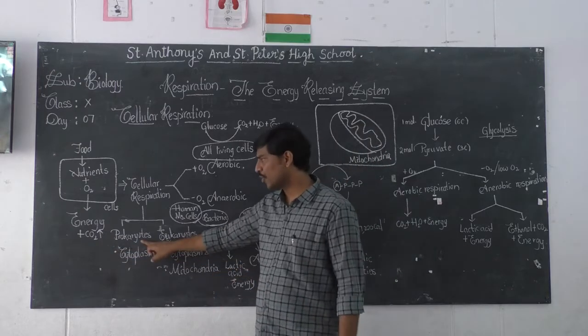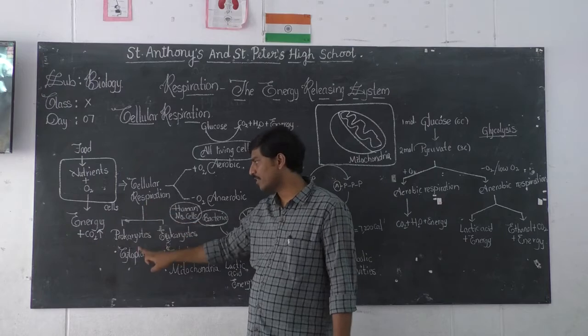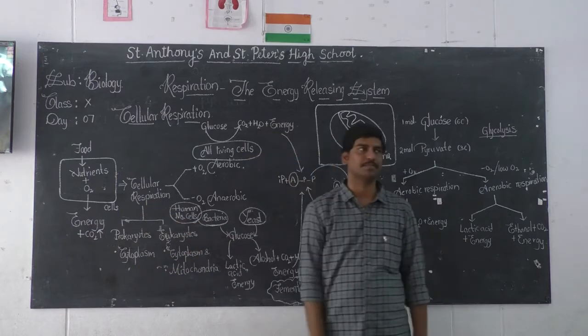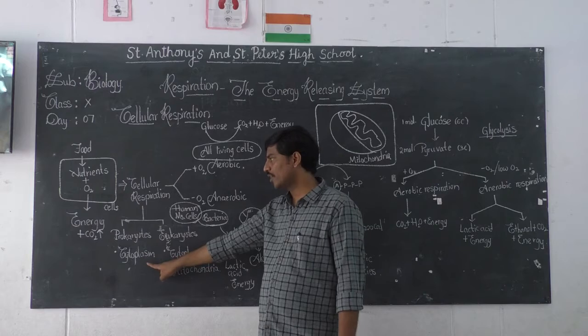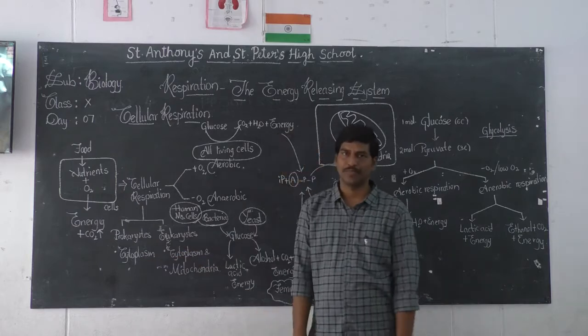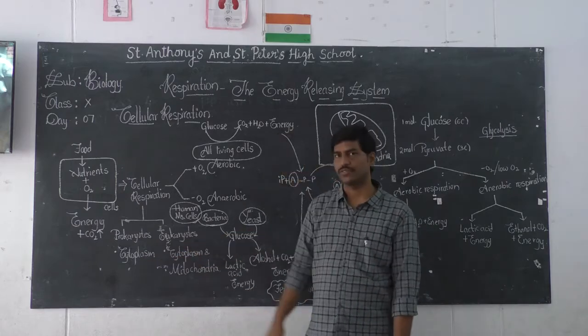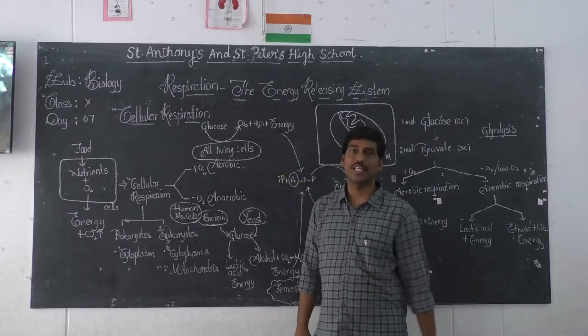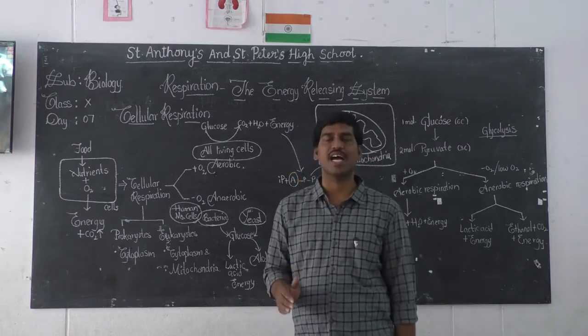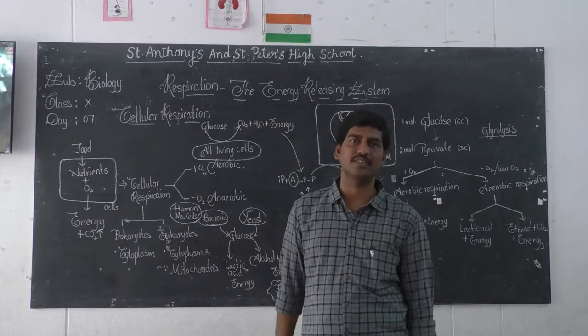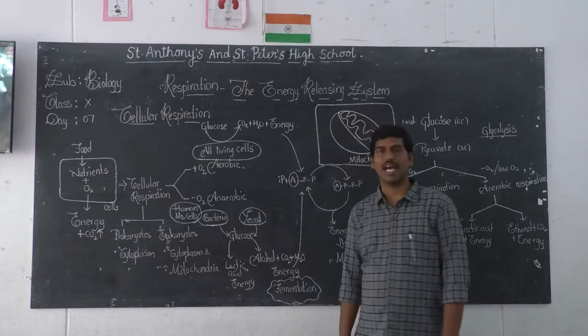In case of prokaryotes, this cellular respiration takes place in the cytoplasm. The site of cellular respiration in prokaryotes is the cytoplasm. Whereas eukaryotes, eu means true, karyon means nucleus. Organisms with a true nucleus we call eukaryotes.